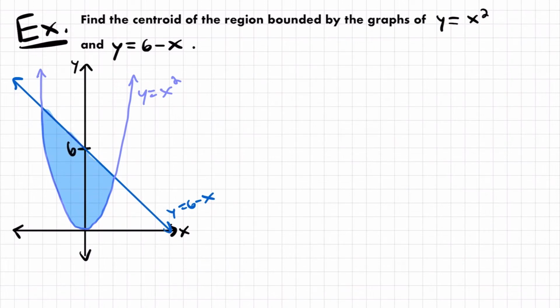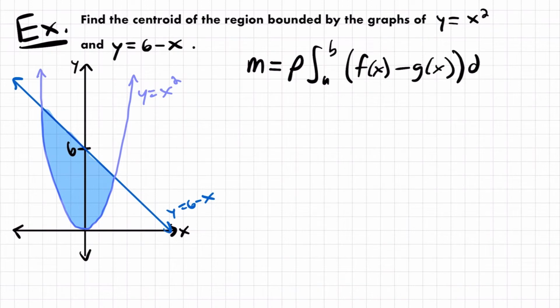Okay, and so let's start by calculating the mass of our region. And the mass is equal to the density times the area, which is the integral from a to b of f of x minus g of x dx. Now we need to figure out a couple things before we are ready to set up this definite integral.